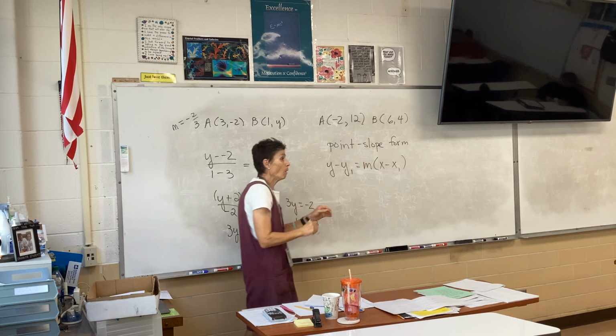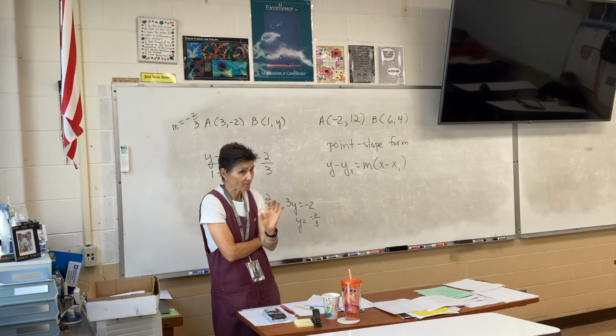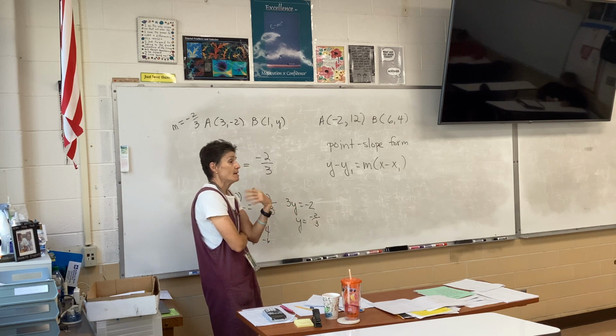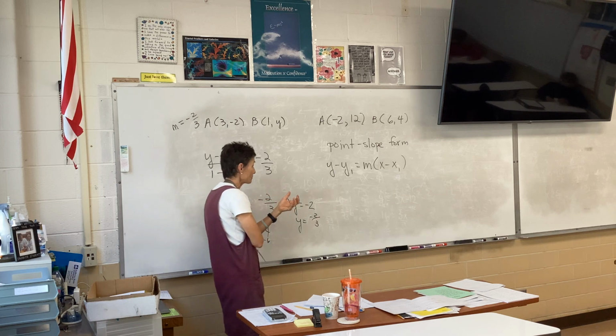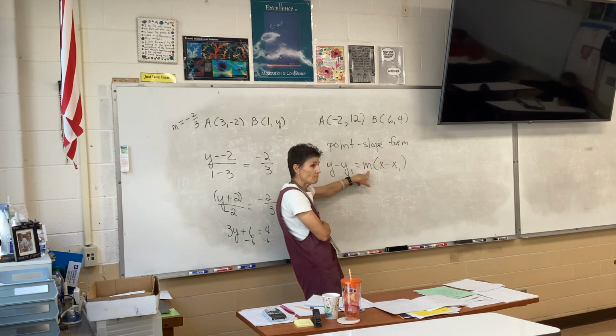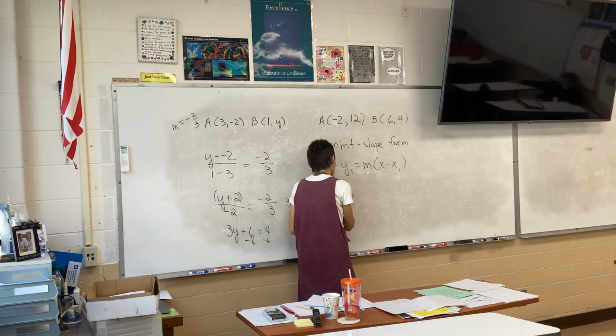Now, no one ever asks you for the formula. I'm never going to ask you to write a formula, but you have to be able to use it. So you have to know what it looks like and understand how it works. In this equation, what do you think the M stands for? Slope. So the very first thing you're going to do is find the slope. You got to have a slope. So we just practiced that.